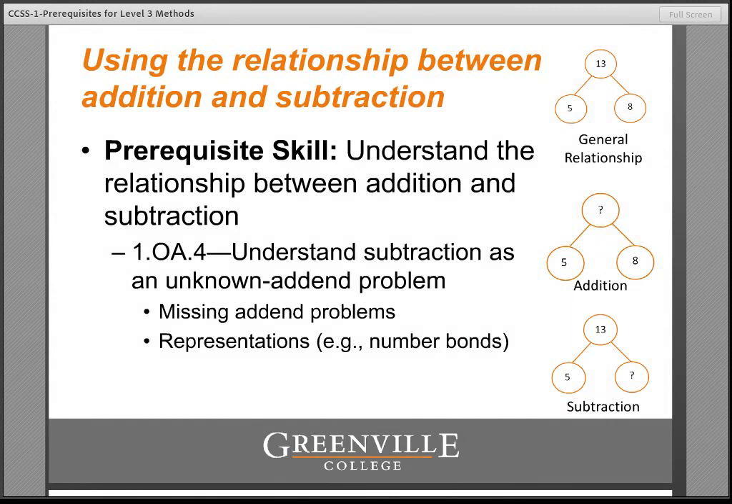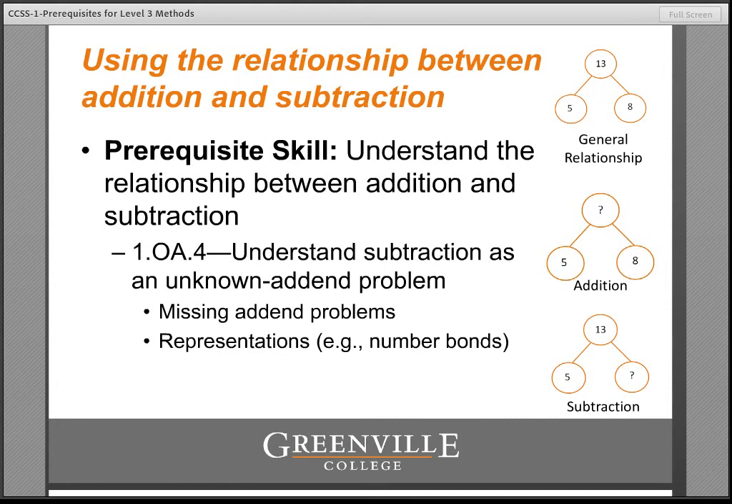All right, using the prerequisite skill then here isn't really a skill, it's more of an understanding, and it's an understanding of the relationship between the two operations. So we've talked previously about how number bonds can be used. There's a general relationship. Then this is the way it looks. The middle one is how it looks when you have an addition problem, and the bottom one is how it looks when it's a subtraction problem. Missing addend problems are a useful way to begin to get kids to explore this idea.